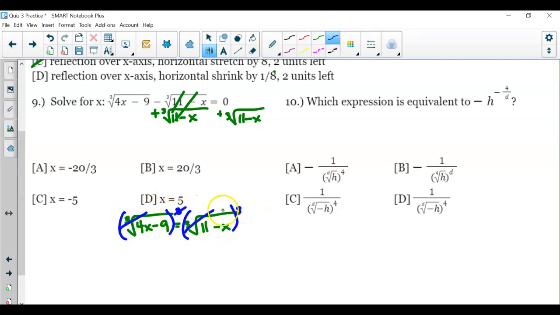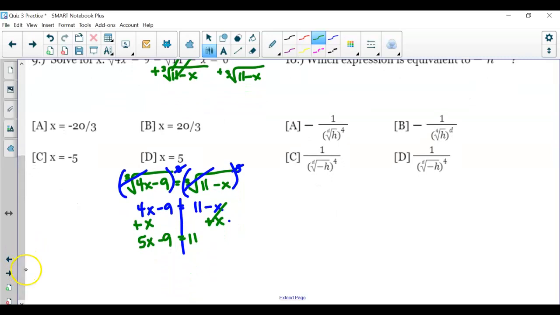So again, here, raising all to the third, notice how both of the cubed roots cancel out. 4x minus 9 is now equal to 11 minus x. So now notice you're just solving a multi-step equation. So here I need to add x to both sides. I'm going to gather 5x minus 9 is equal to 11.